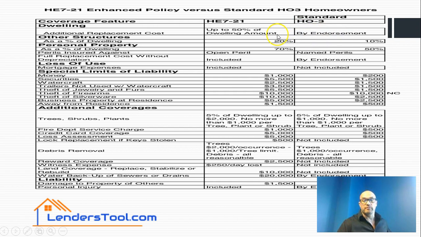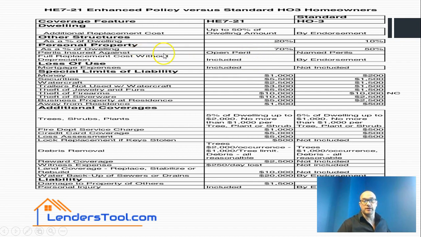instead of having to add it on by endorsement. You'll see that other structures coverage, instead of just giving 10%, these guys are going to build it in at 20%. You'll find that for personal property coverage, a lot of HO3 policies are just going to give you 50%. On an HE7, they're always going to do it at 70%. And then here's a cool thing.